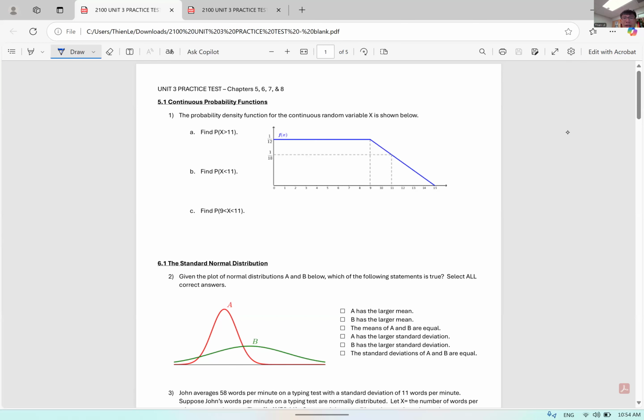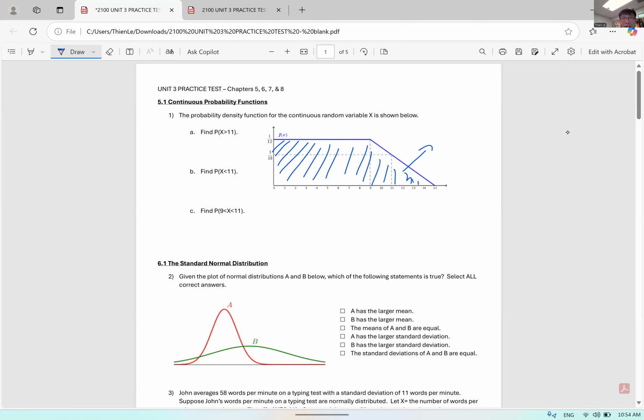And the area under the curve will give us the whole probability, which is 1. So the whole area under the curve will be 1, to make sure it satisfies the definition of probability. The total sum must be 1. It cannot exceed 1. So the first question asks you to find the probability x greater than 11.